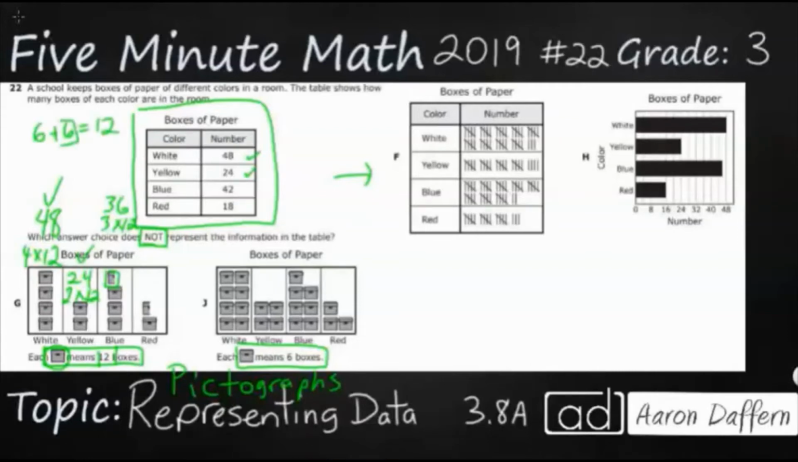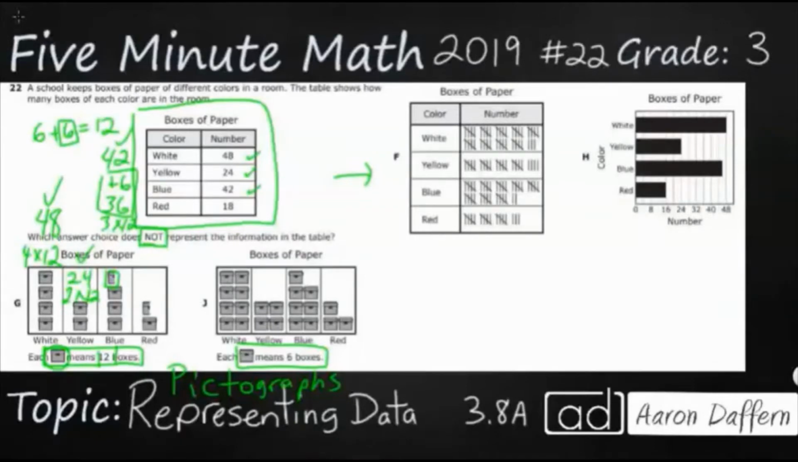So 6 is half of 12. So let me add another 6 to that. So 36 plus 6, and guess what we get? 42. And that actually works. So this little half symbol, you always have to just do half of whatever the key says it is.